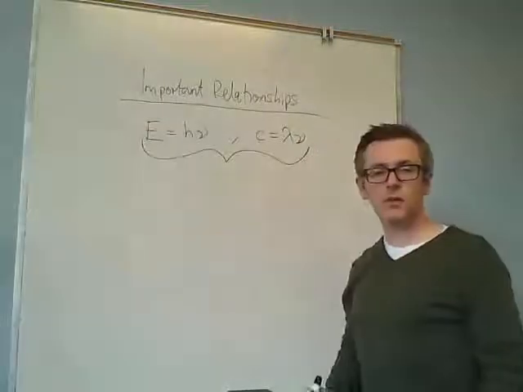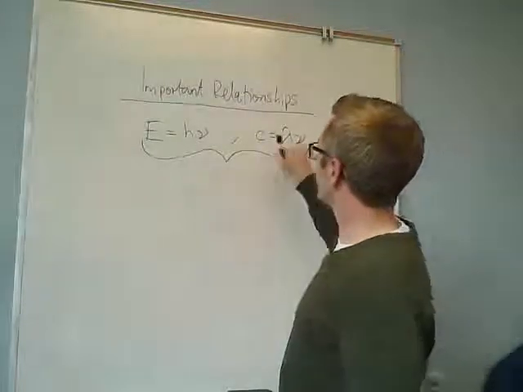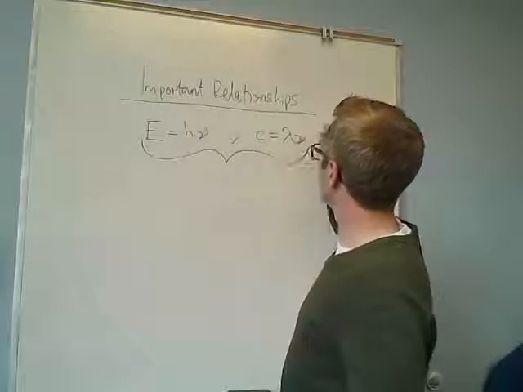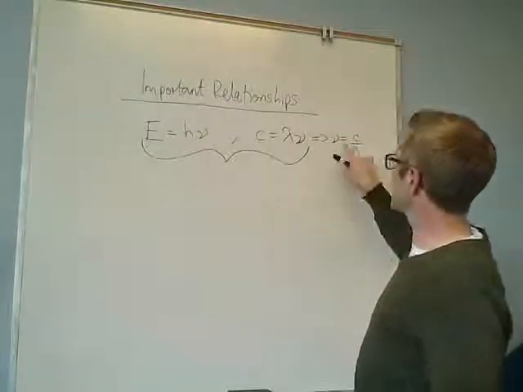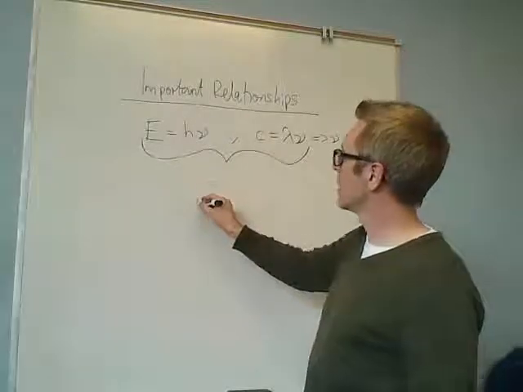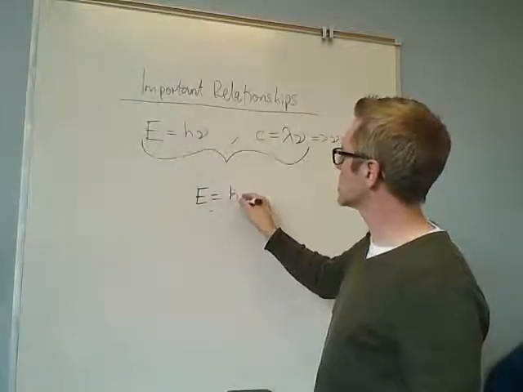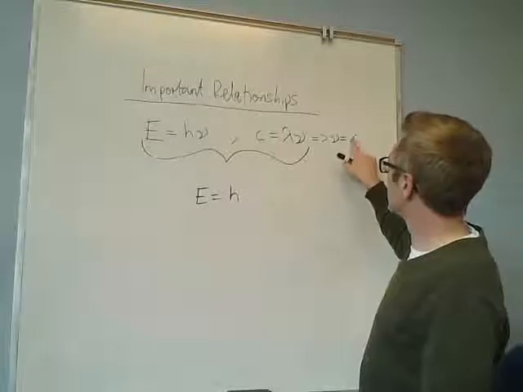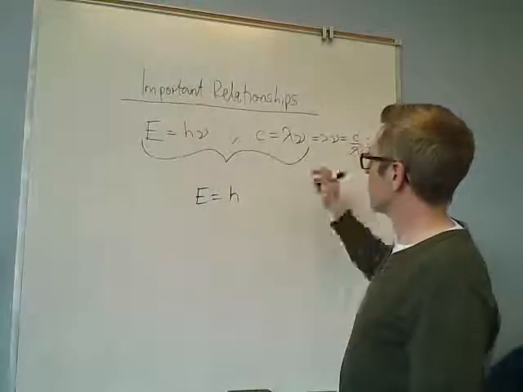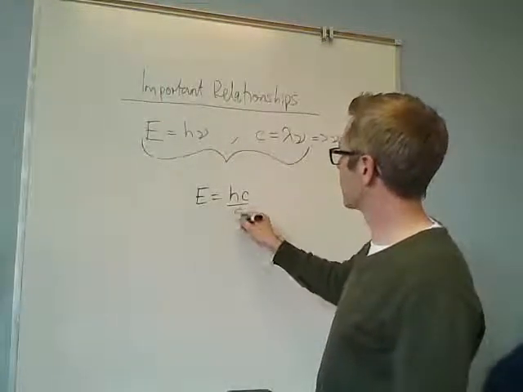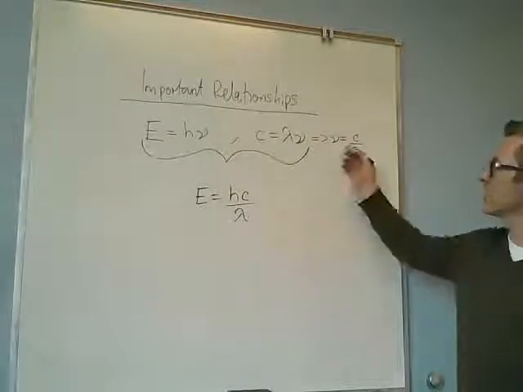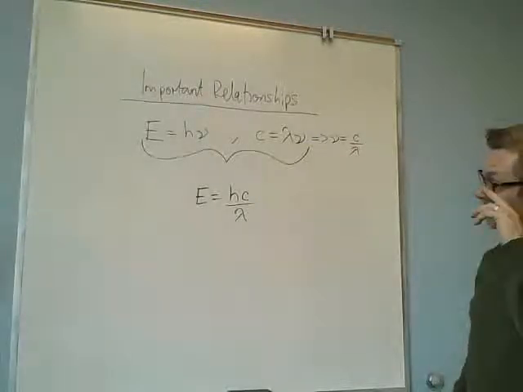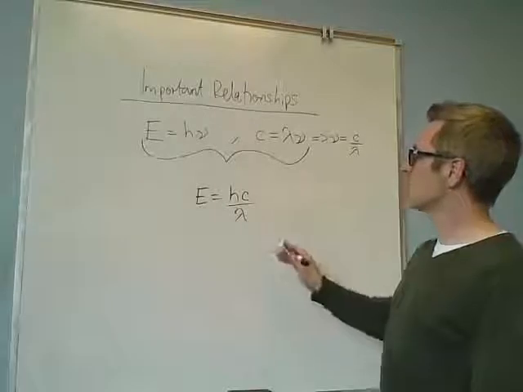If we combine those 2 together, for example, if I solve for nu, and then I insert nu over here, then I have E is h c over lambda, where c over lambda is nu. This tells you something important.